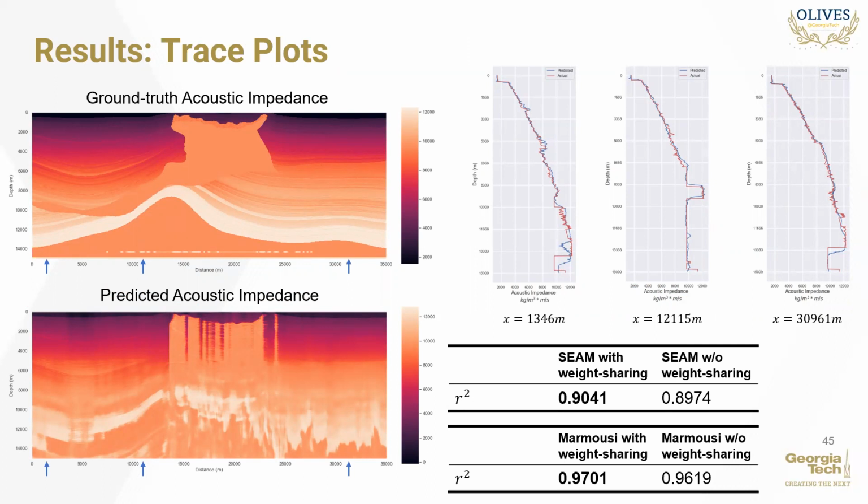In this case, like before, we are showing the well positions, three different randomly selected well positions, and how the predicted trace compares to the actual well trace. And is there a question?